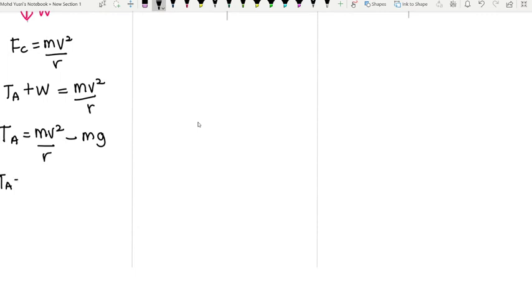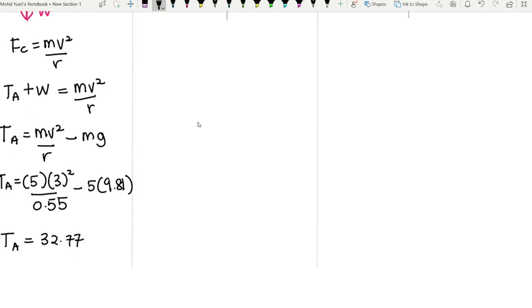Tension at point A is equals to, the mass is 5 kg times the velocity 3 meter per second square divided by the radius 0.55 minus 5 times 9.81. Dan check jawapan saya, tekan kalkulator, tengok sama ada saya buat betul ataupun tidak. The tension at point A is 32.77 Newton. So itu jawapan bagi tension at point A.